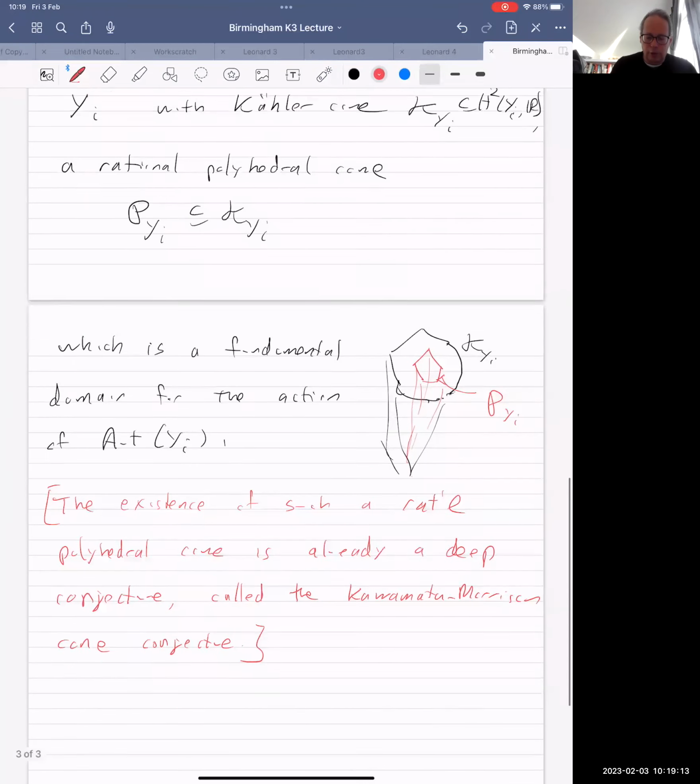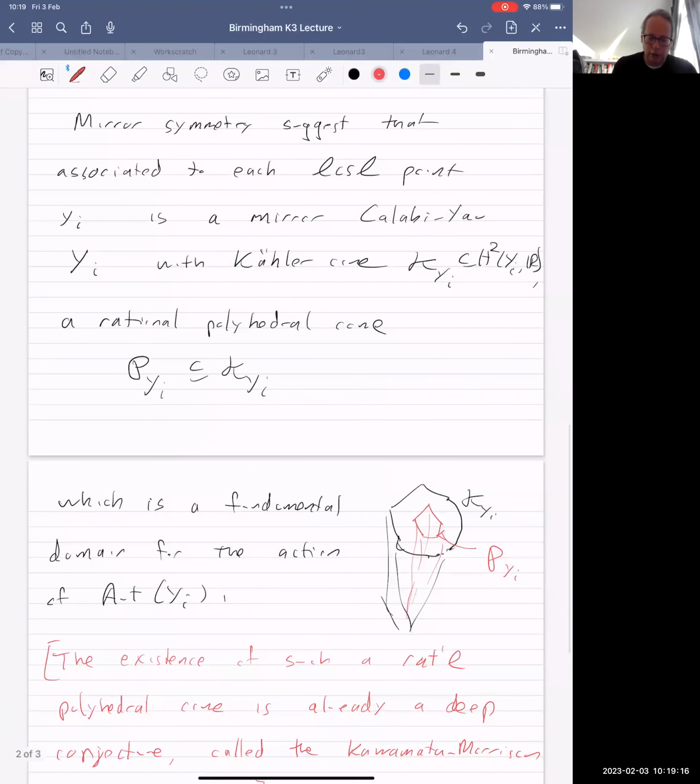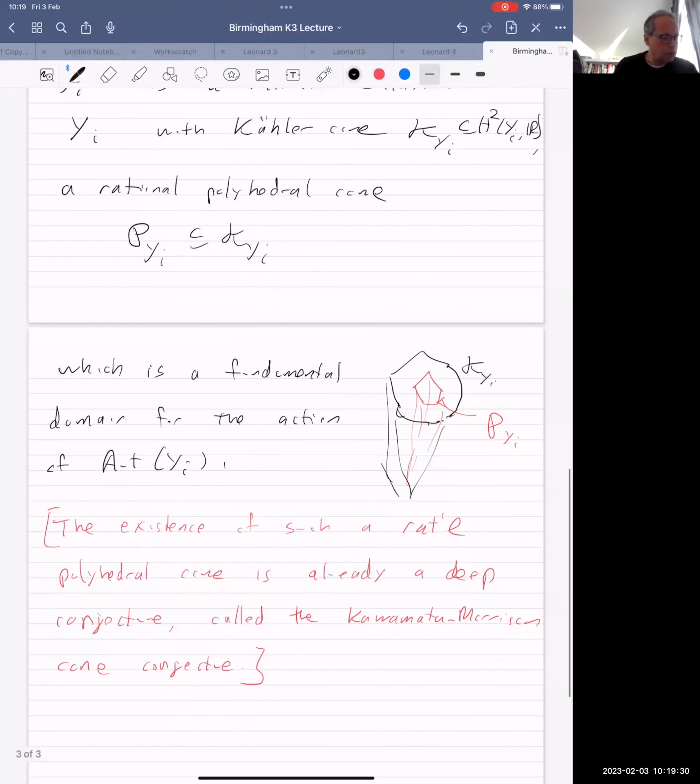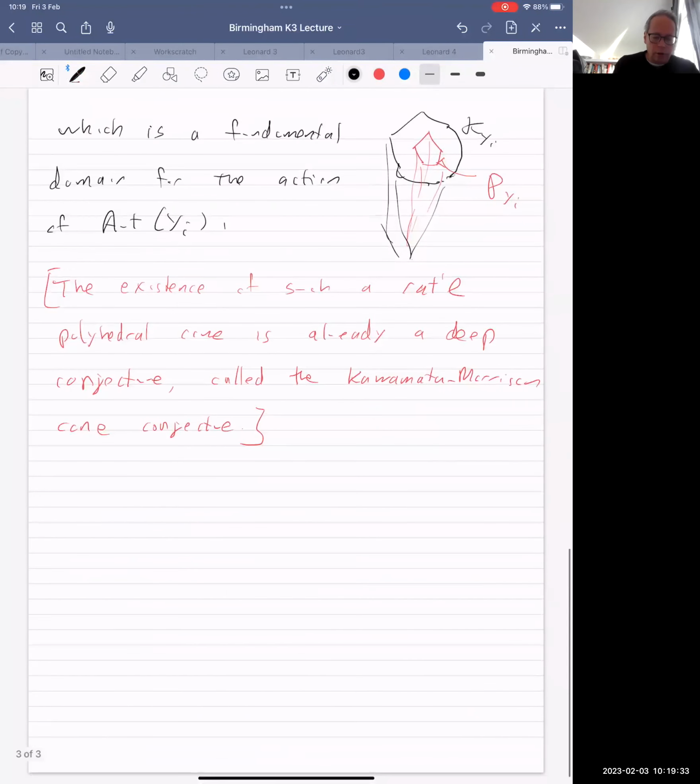Okay, so what do we have so far? When I say mirror symmetry suggests, the conjecture is that to every one of these large complex structure limit points, one can find a mirror Calabi-Yau and this extra data, a rational topological cone. And further, M_{Y_i} contained in M-bar_{Y_i}, oh sorry, M_X contained in M-bar_X locally near y_i.